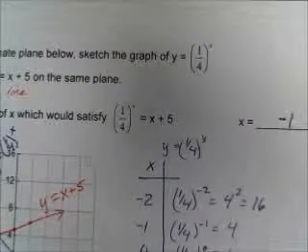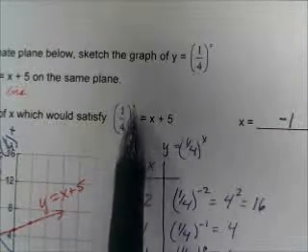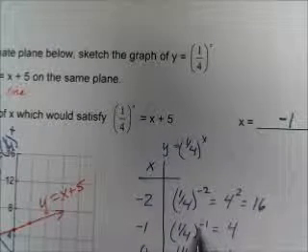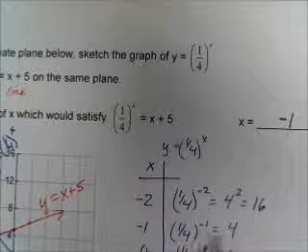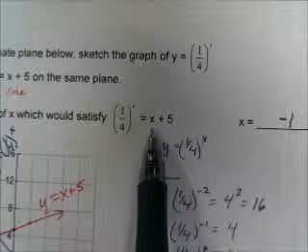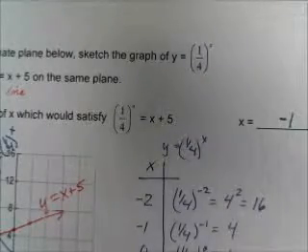Does that make sense? Well, check it. All right. 1/4 raised to the -1 is here. We know it equals 4. And if I plug in -1 on the right side, -1 plus 5 is 4.